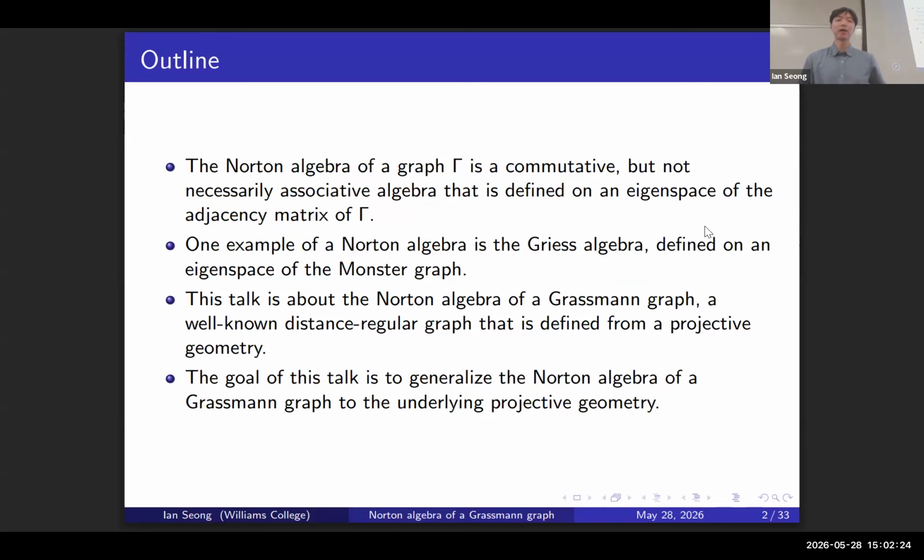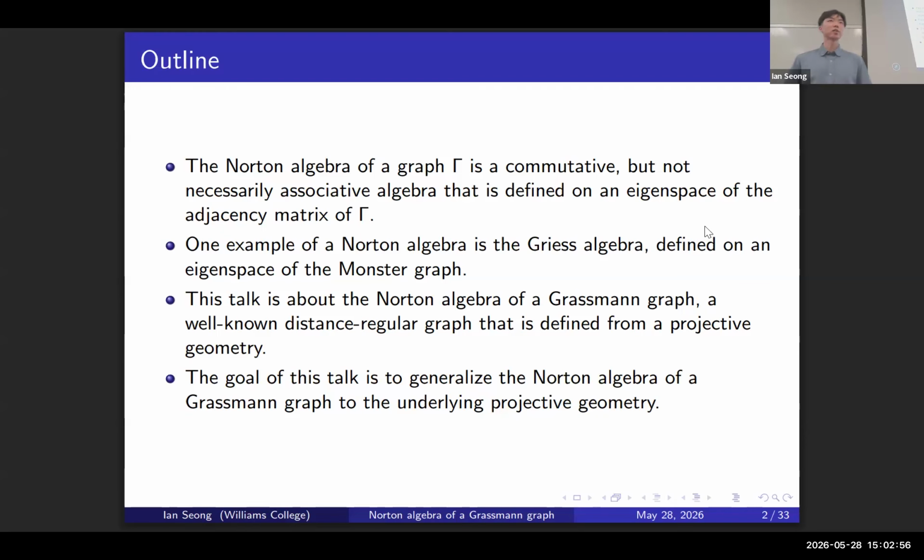So the Norton algebra of a graph is a commutative but not necessarily associative algebra that is defined on an eigenspace of the adjacency matrix of gamma. And one example that is commonly known is this thing called the Griess algebra. I'm not going to go into details of what this is, but this is related to the monster group. It's one of those famous sporadic groups that are out there when we did the complete classification of the groups. And this talk is going to be about the Norton algebra of a Grassmann graph.